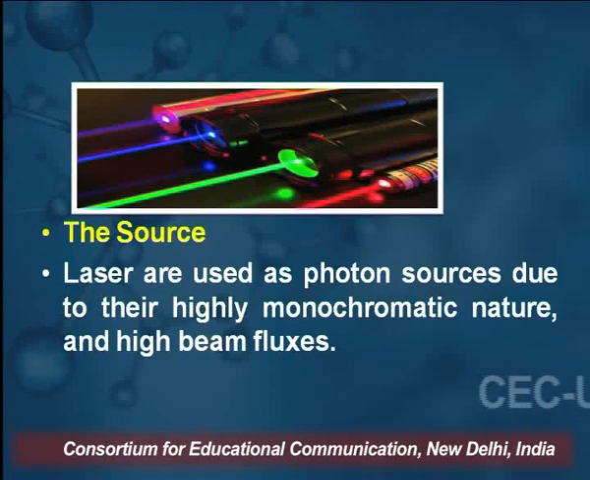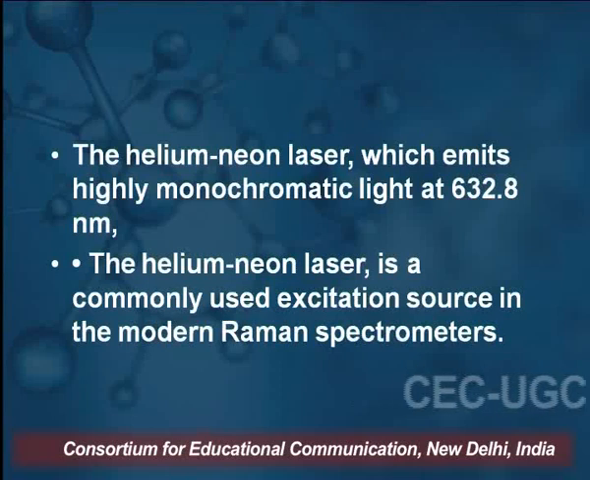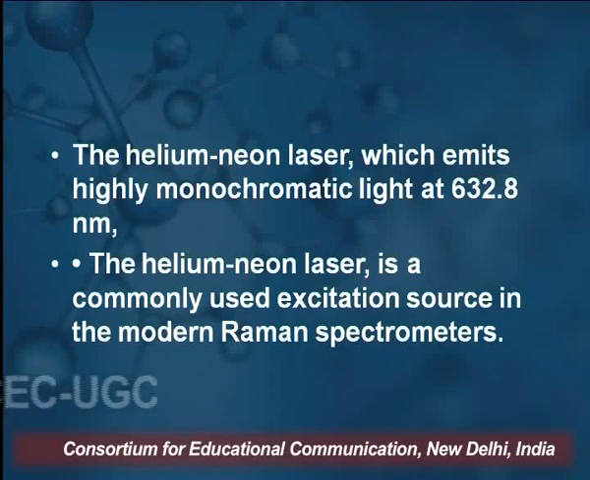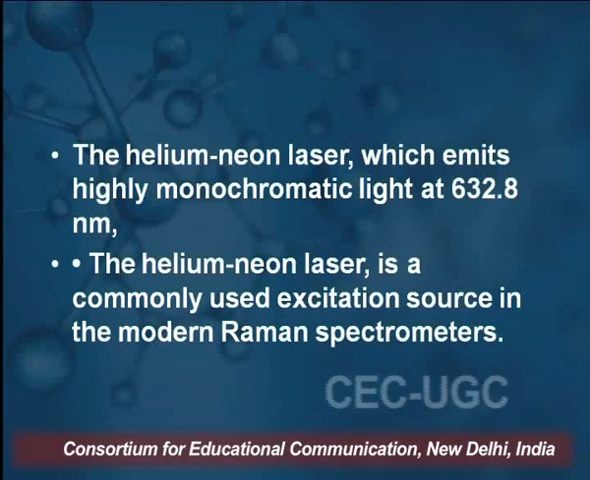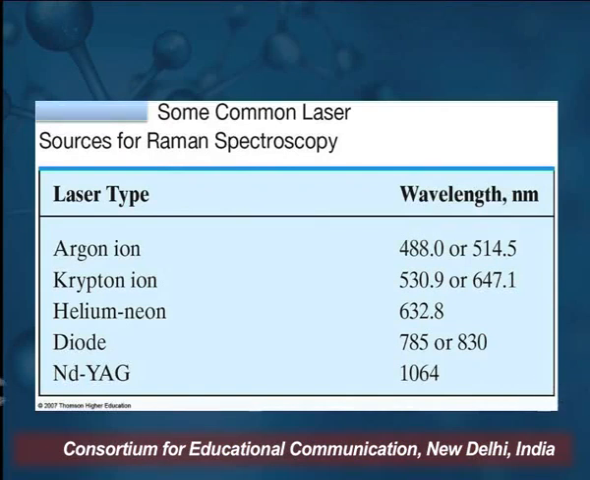Lasers are used as photon sources due to their highly monochromatic nature and high beam flux, and the helium neon laser emits highly monochromatic light of wavelength 632.8 nanometer. Moreover, the helium neon laser is a commonly used excitation source in modern Raman spectrophotometers. Other examples are argon ion, which has wavelengths of 488 nanometer or 514 nanometer. Krypton ion, which may be tuned, is 530.9 to 647.1. Diode lasers have wavelengths of 785 to 830, which is in the range of the red line, sometimes required. Then Nd:YAG, it depends upon the material which we are characterizing. Nd:YAG has a wavelength of 1064 nanometer, which is in the infrared region.